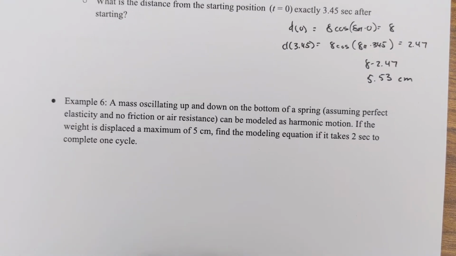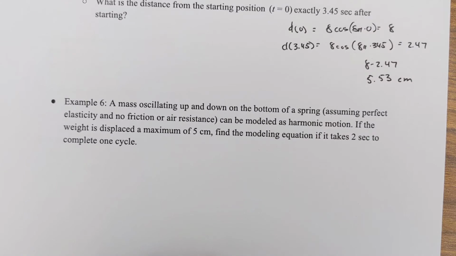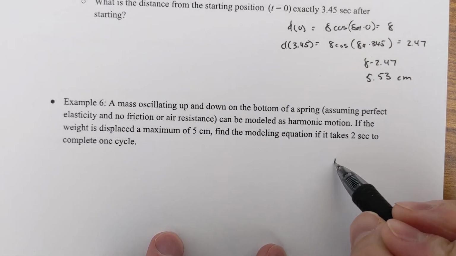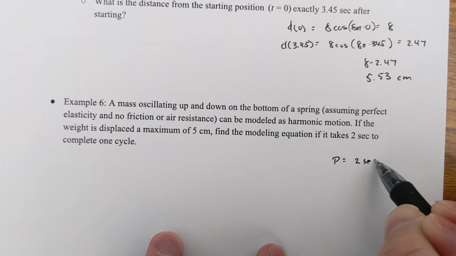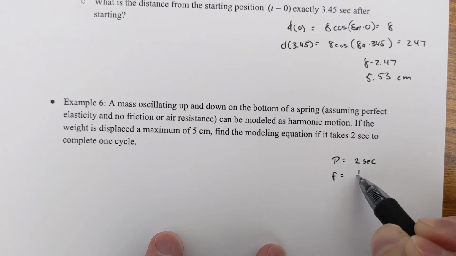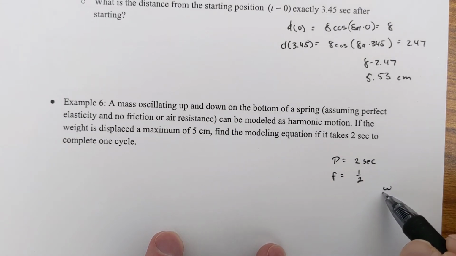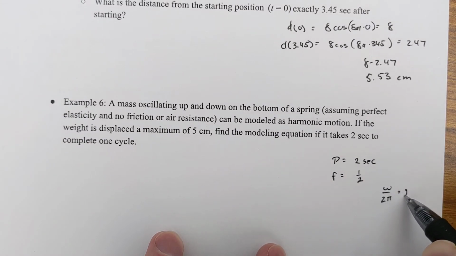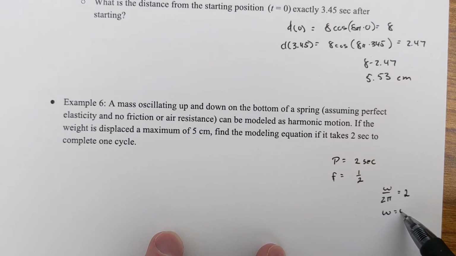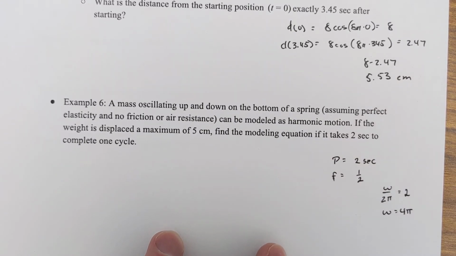All right, example 6. A mass oscillating up and down at the bottom of a spring, assuming perfect elasticity, no friction or air resistance, which means the thing will bounce forever, can be modeled as harmonic motion. If the weight is displaced a maximum of 5 centimeters, find the modeling equation if it takes 2 seconds to complete 1 cycle. So the period is 2 seconds, which means the frequency is the reciprocal, 1/2. The period is omega over 2 pi, so if that has to equal 2, omega is 4 pi.